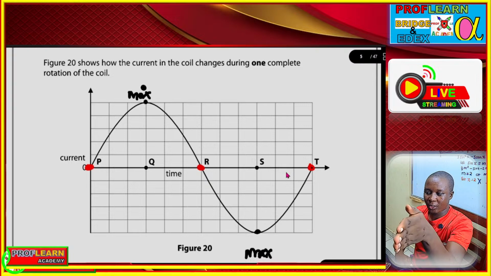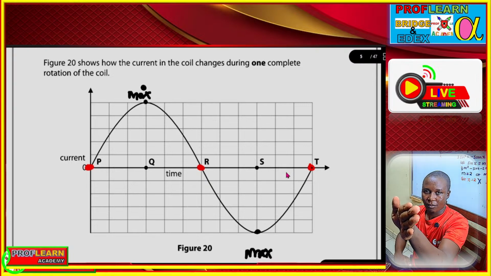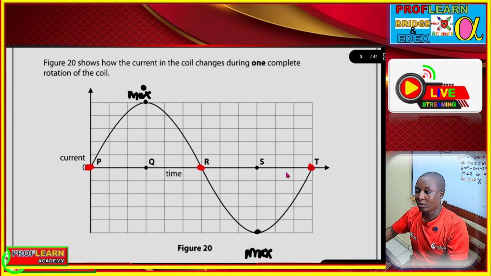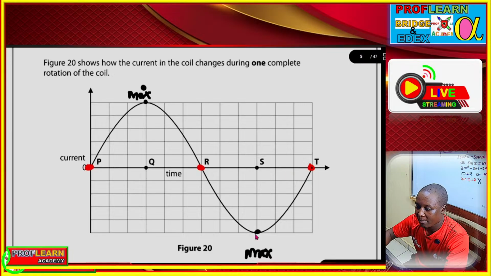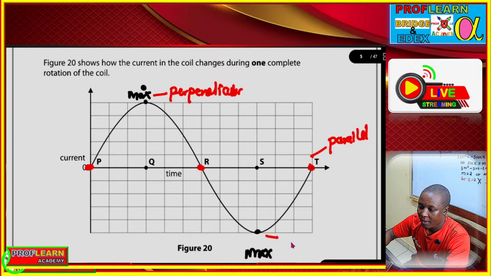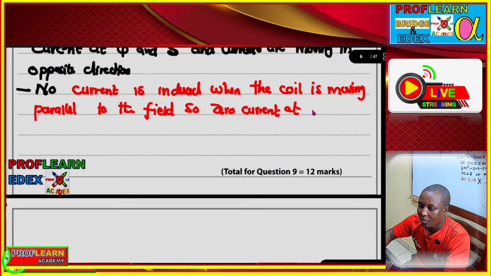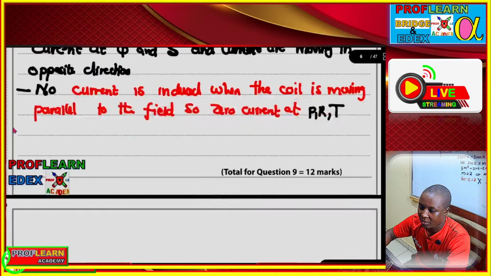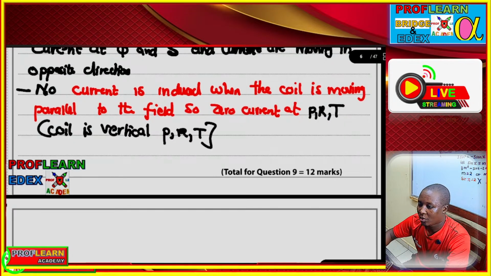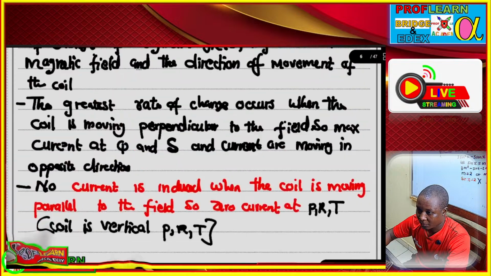When it reaches the vertical position, the coil will be moving parallel to the direction of the field, and in that case there will be no induced EMF. So this is parallel, this is perpendicular, and this is perpendicular as well. So basically we need to say this is going to occur at P, R and T. So the coil is in vertical position at these particular points.